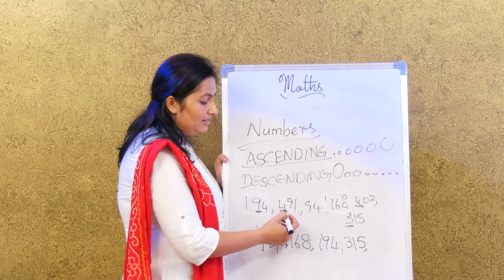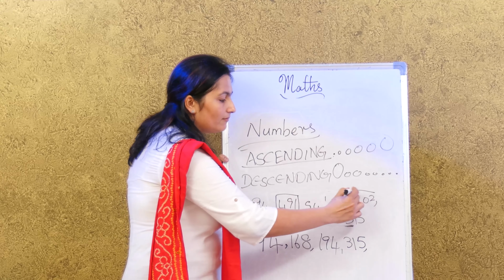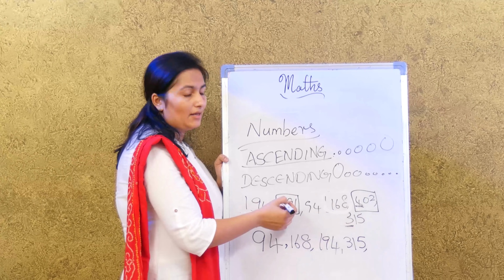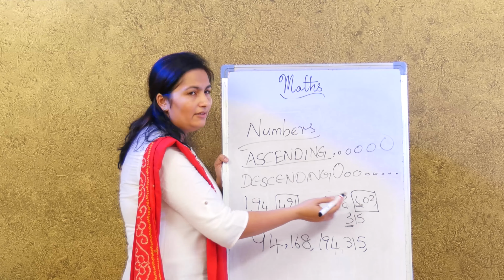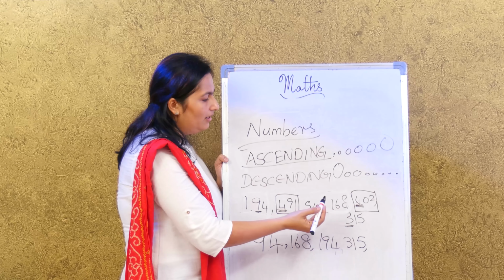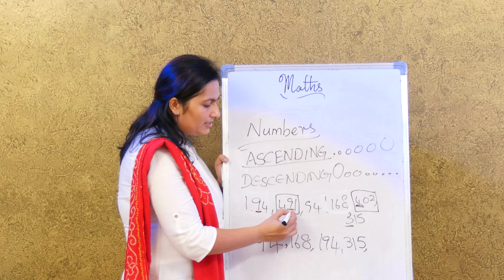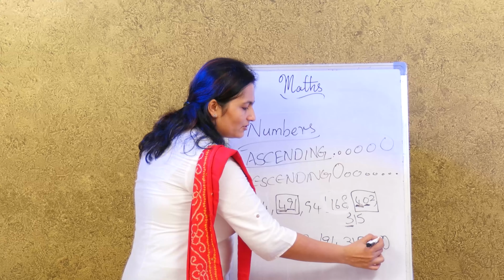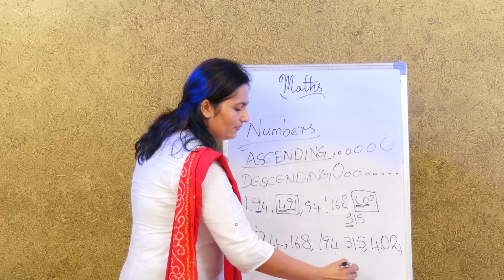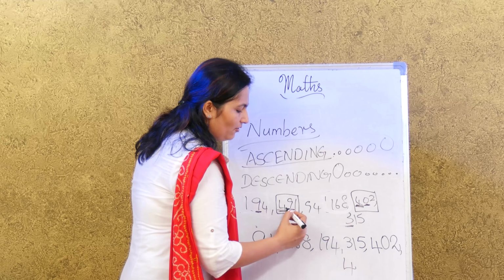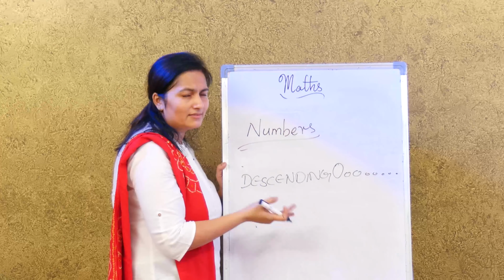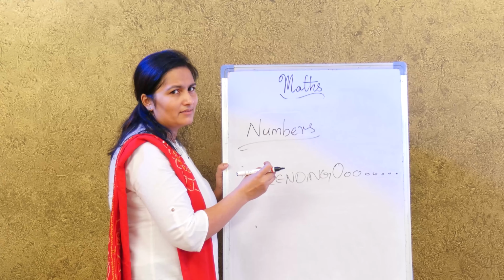Now, let us see the greater number between 491 and 402. This is the same 400. Okay. Let us move on to the tens to get our answer. Here it is 9, here it is 0. We got the answer. So, we write 402 and then we write 491. This is smallest to largest.